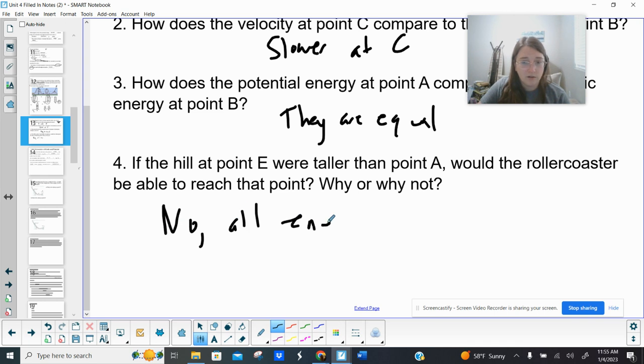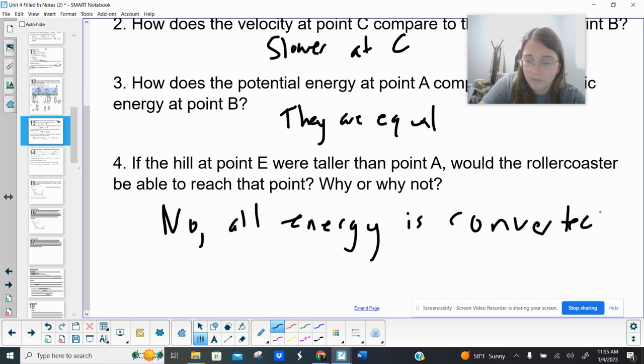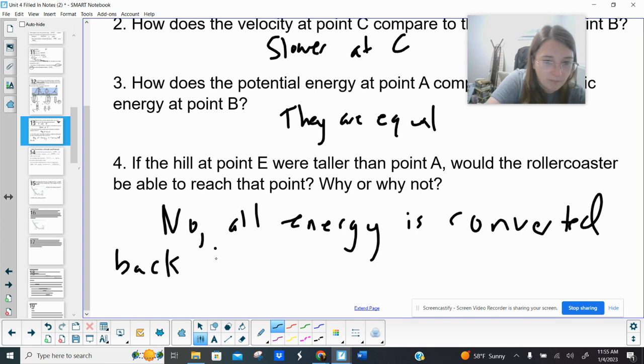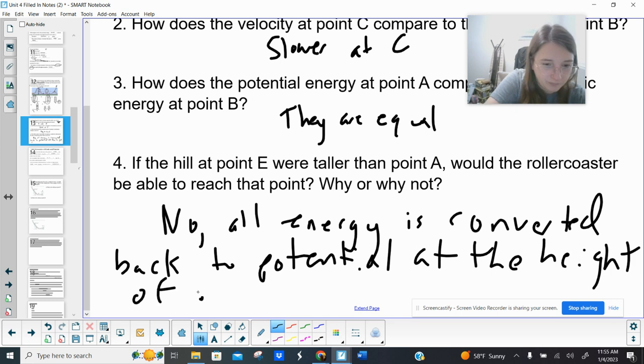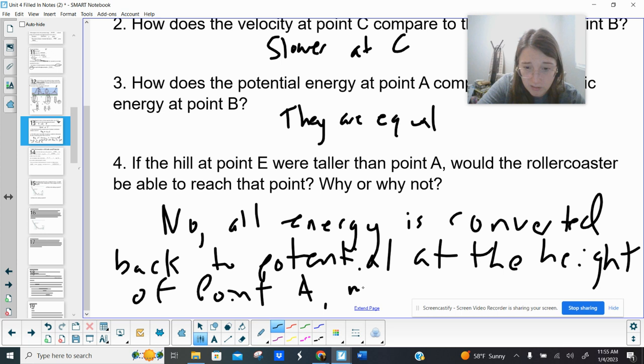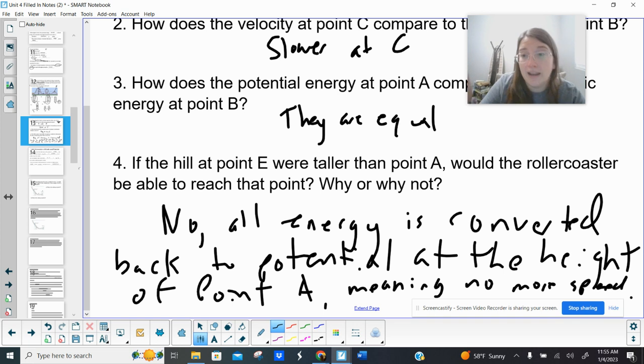All energy is converted back to potential at the height of point A, meaning it has no more speed left. So it will not have any more speed to reach point E if point E was taken up higher than point A.